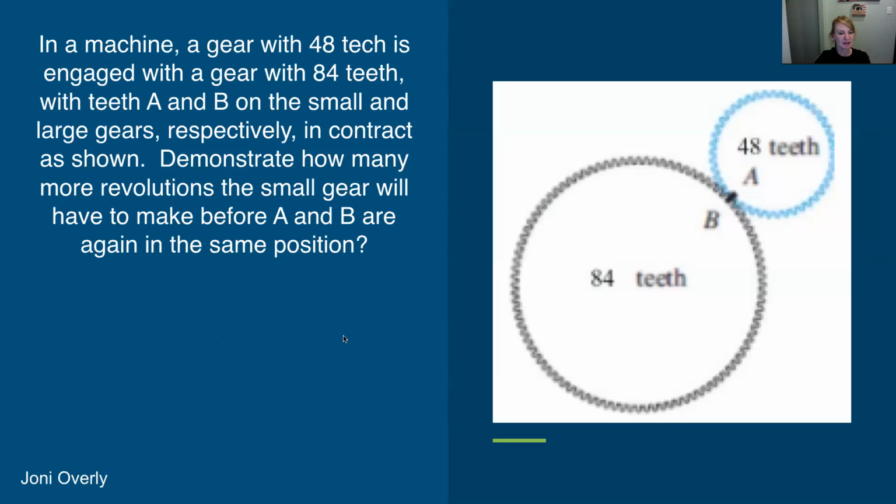Okay, so in our next slide, in a machine, a gear with 48 teeth is engaged with a gear with 84 teeth, with teeth A and B on the small and large gears, respectively, in contact as shown. Demonstrate how many more revolutions the small gear will have to make before A and B are again in the same position. So the small gear will have to make more revolutions than the larger gear before they meet back in the same spot.